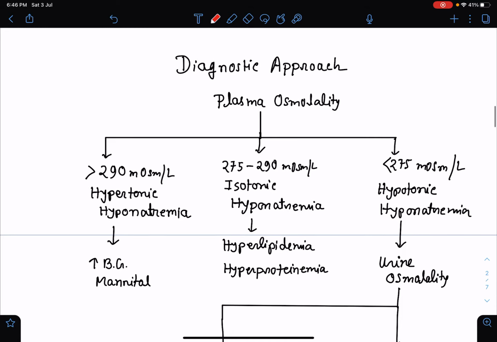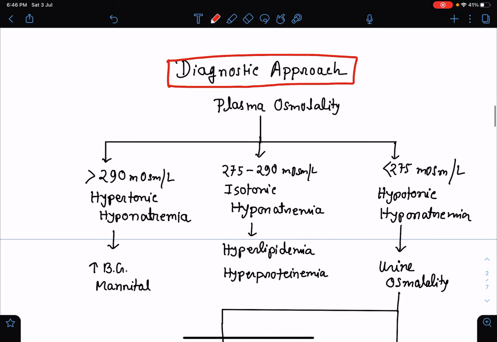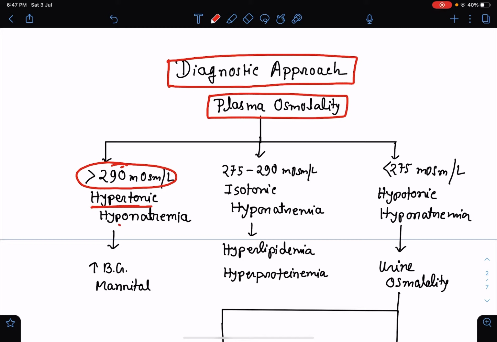If we talk about the diagnostic approach to a patient of hyponatremia, we can discuss the following flowchart. In this flowchart, I am going to discuss the various investigations we do for hyponatremia, the classification of hyponatremia depending on the investigations, as well as the causes. First of all, we need to do a plasma osmolality. If plasma osmolality is more than 290 milliosmol per liter, then it is known as hypertonic hyponatremia.